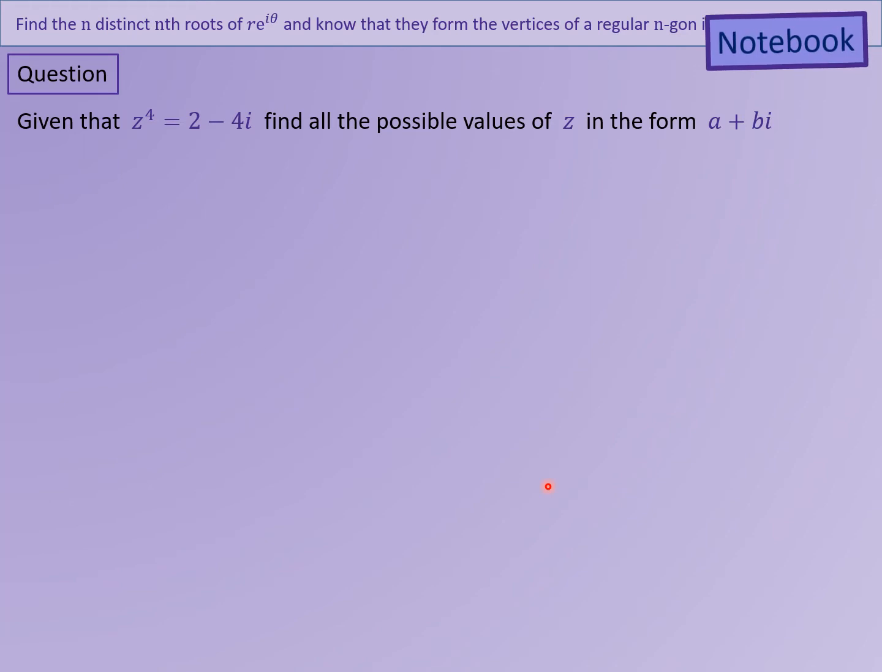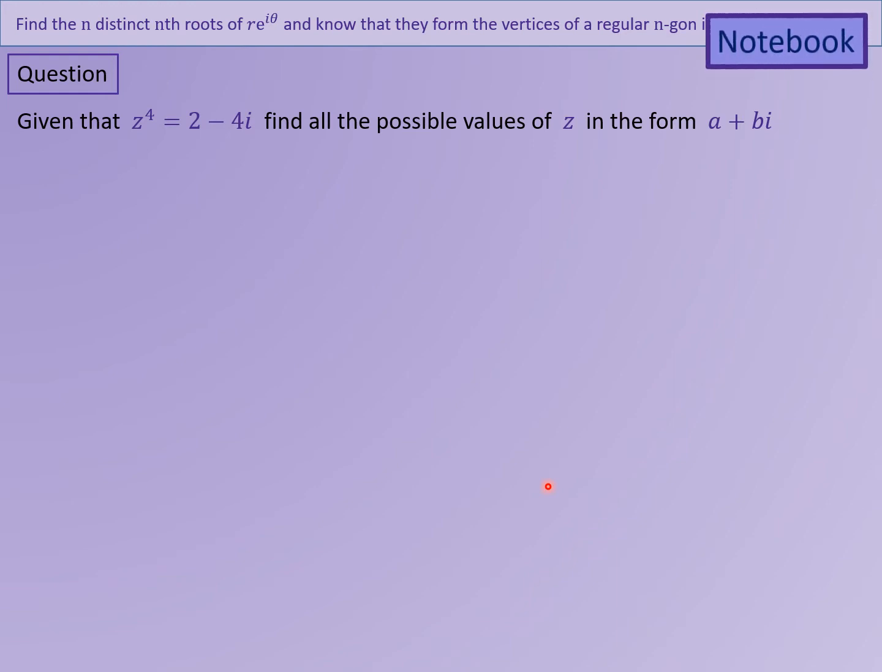Okay, so let's have a look at this question then. I've got an opportunity to write it down in your notebook. Have a think about it. Given z to the 4 equals 2 minus 4i, find all the possible values of that complex number in the form a plus bi. Okay, so I'll pause. There we go.